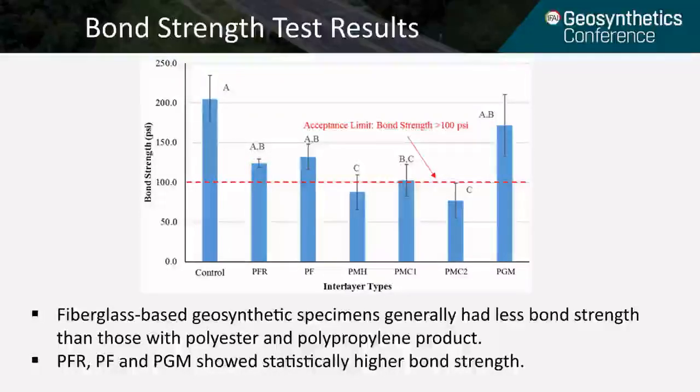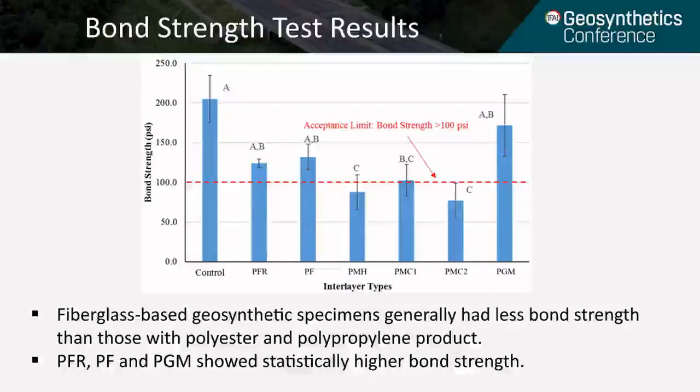As shown in this table, the use of geosynthetic products like PFR, PF, or PGM fully met the bond strength criteria, while the use of PMC1 marginally satisfies these criteria. But the use of PMH and PMC2 could not meet these criteria.